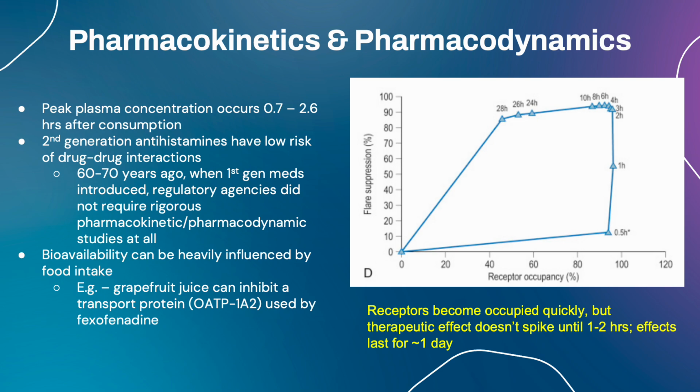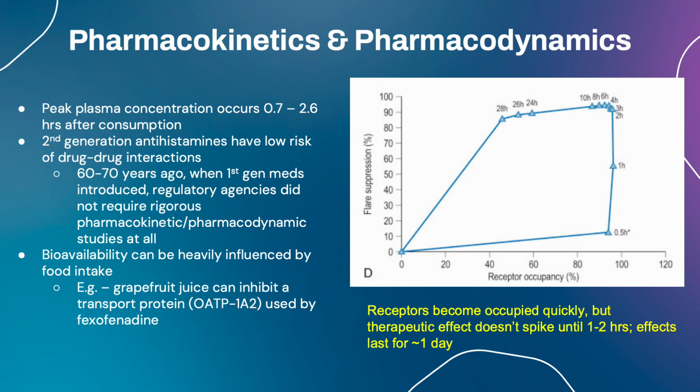Another thing that is interesting to think about is bioavailability. In the case of certain foods and liquids, they can really mess with the availability of a drug. Something I thought was interesting is the example of grapefruit juice. It inhibits OATP 1A2, which is a transport protein used to import fexofenadine. So that's one of the reasons you might actually have an inhibitory effect if those are taken together.